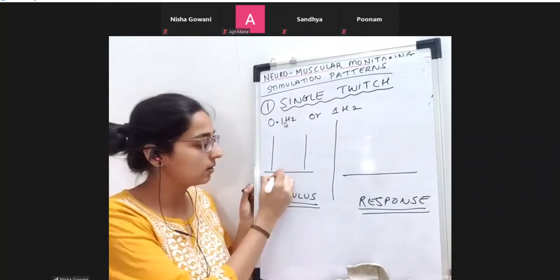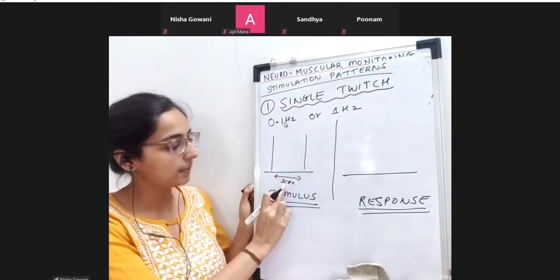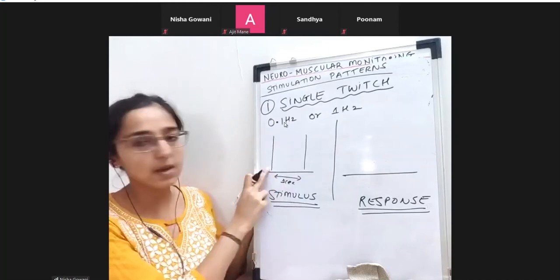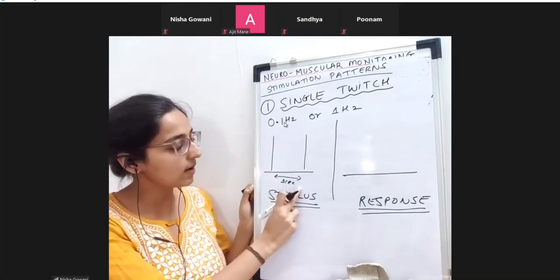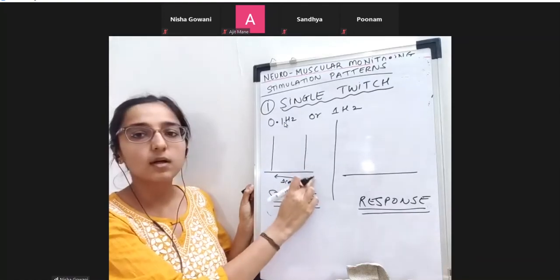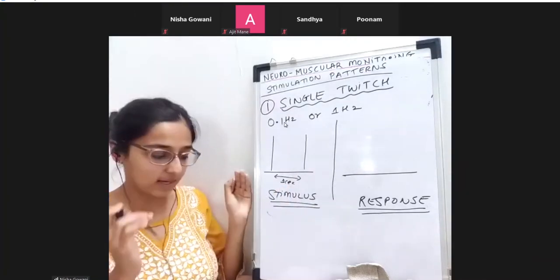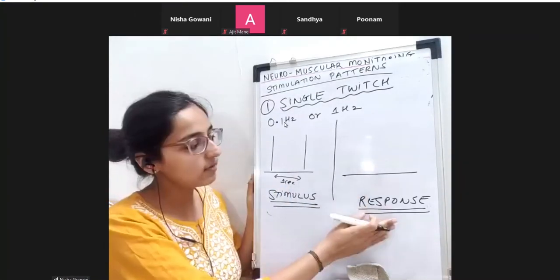So stimulus means what? Now I have given it over a 1 second gap. I have given one stimulus of maybe 30 milliampere current, then there was a 1 second gap, then a second stimulus of 30 milliamperes, like that. The stimulus will keep going at this speed of 1 per second. Then I will see the response.